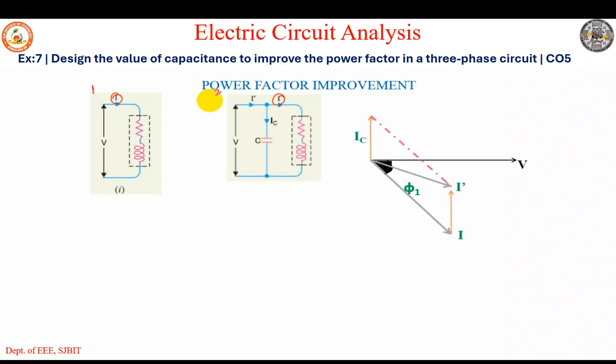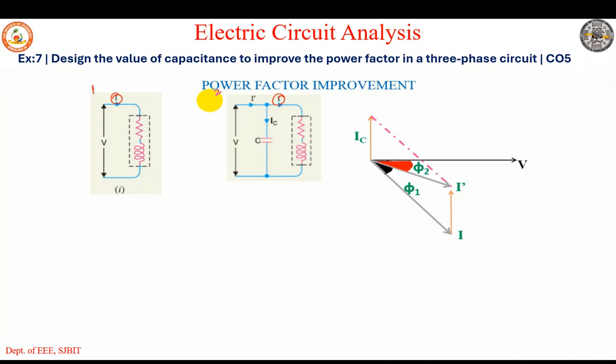So current I was what was being supplied, and now the new current supplied is I dash. But remember, the current consumed is still I. So the reactive component, instead of being taken from the grid, is now taken from the capacitance. And because of the capacitance, you can see the total supply current angle is reduced. The red color, phi2, is your new angle with respect to the supply.